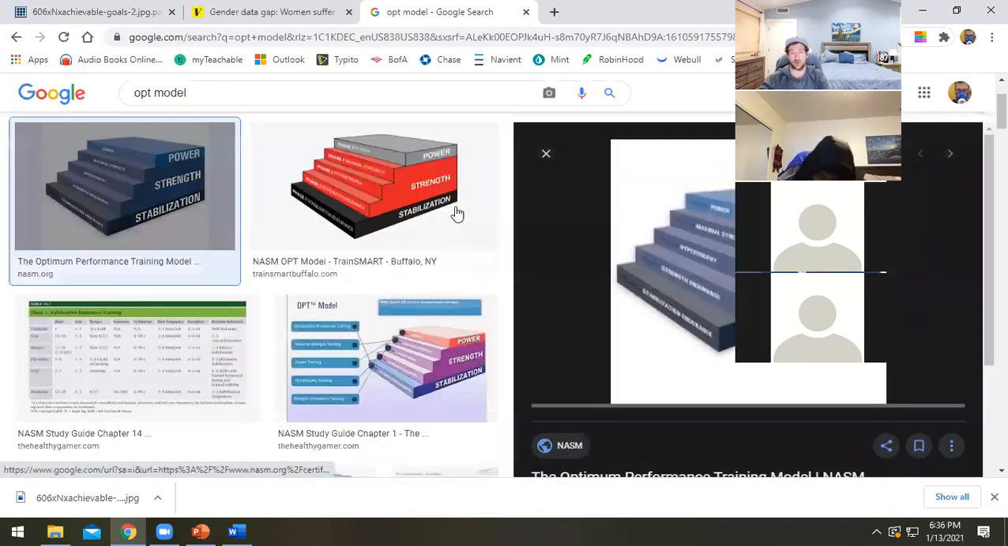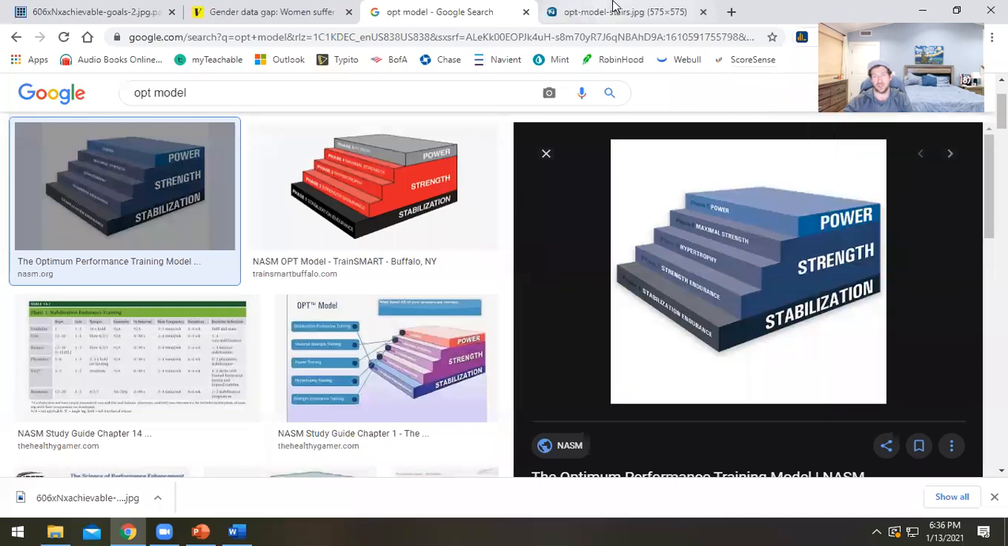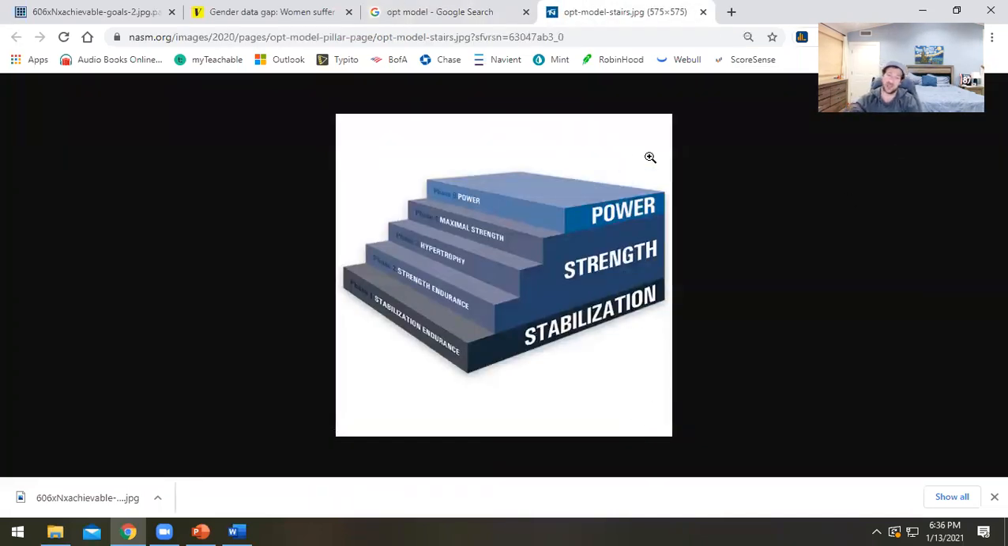So NASM has done this work for you using what is called the OPT model. This is where NASM has split individual training goals into basically 5 different phases of training, which correspond with 3 different levels. The levels here are all about that exercise selection. So again, maybe we have a single leg deadlift, a regular barbell deadlift, and a kettlebell swing, right? All of those are posterior chain exercises for the glutes, hamstrings, and low back. One is focused on stabilization, one is focused on strength, and one is focused on power. And they build on each other.